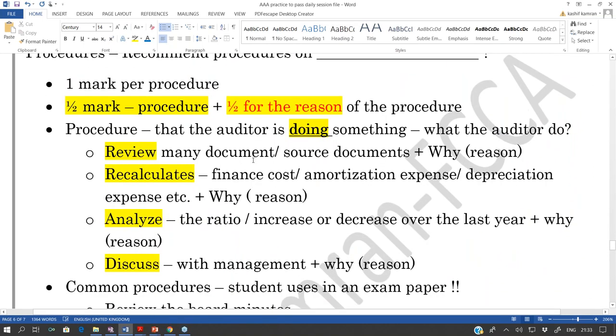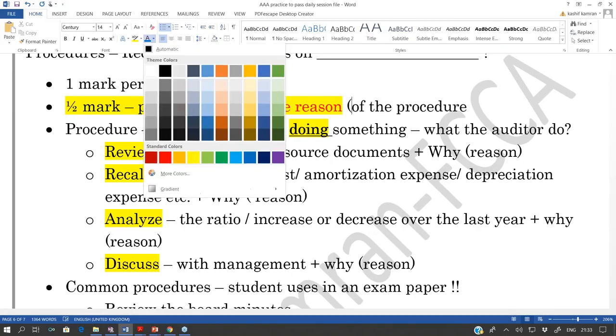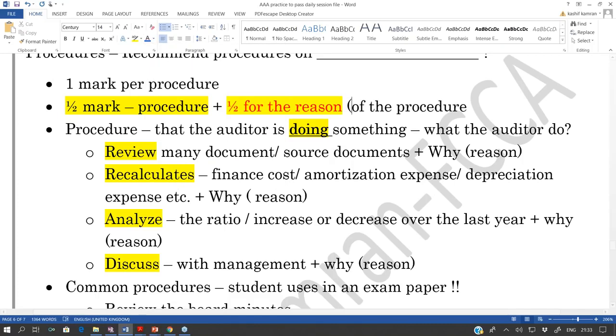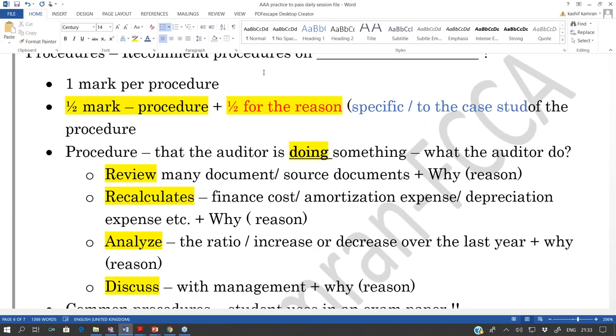You have half a mark for a procedure, and you have half a mark for a reason. Now, when you are writing a reason, this reason has to be very specific, and very specific to the case study. So the more specific a reason you write, the higher the chances that you score 1 mark.